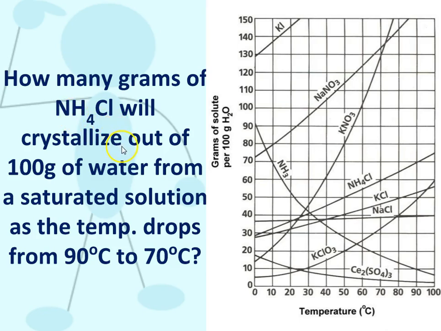How much will recrystallize if we start with 100 grams of water and a saturated solution, and you change the temperature from 90 degrees to 70 degrees? So we're starting at 90, and it's NH4Cl, so it's right here on this. This is our curve. We're starting at 90, and we cool down to 70. How much would crystallize out? Go ahead and pause the video and write that down.